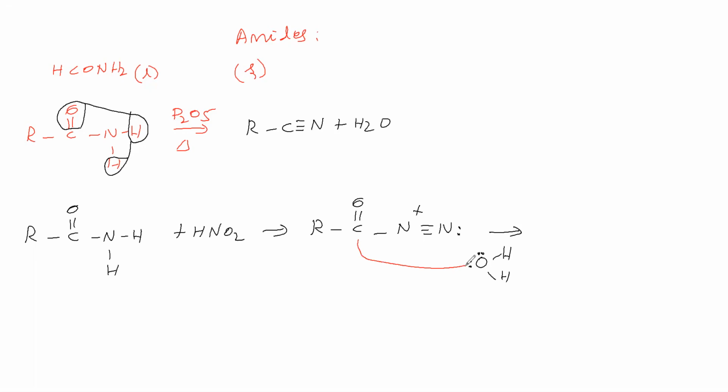Now this is attacking here. N2 is leaving. So we will get RCOOH2 plus. From here H plus is leaving. So we are getting a carboxylic acid. So amide with HNO2 gives carboxylic acid. On treating this amide with HNO2, the RCO part is converted into the carboxylic acid part.